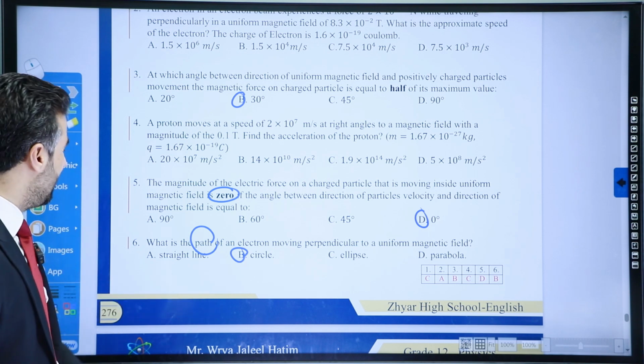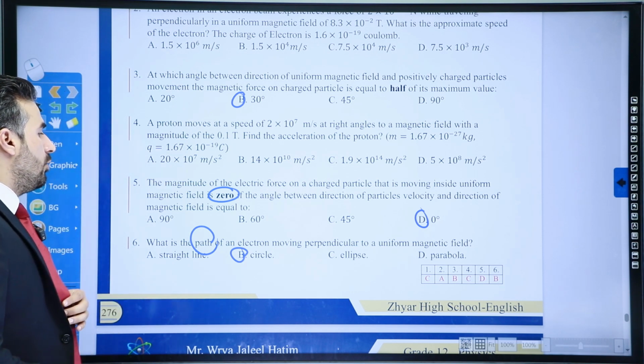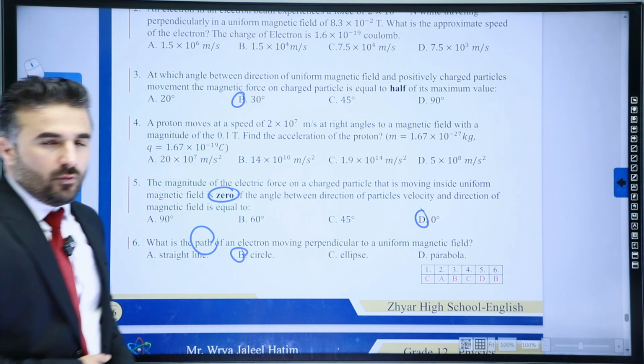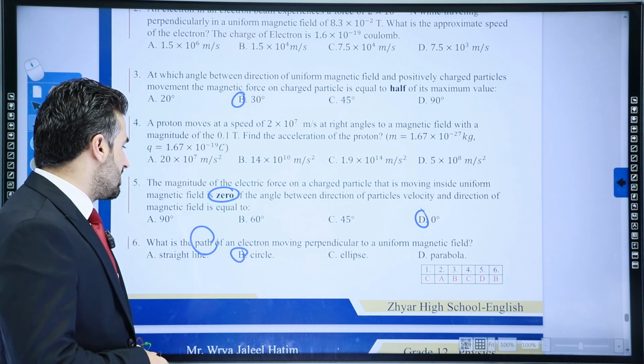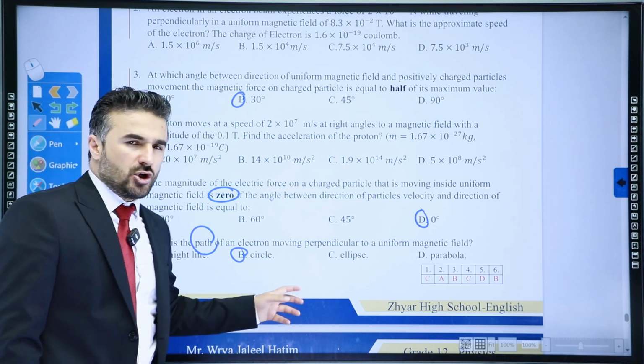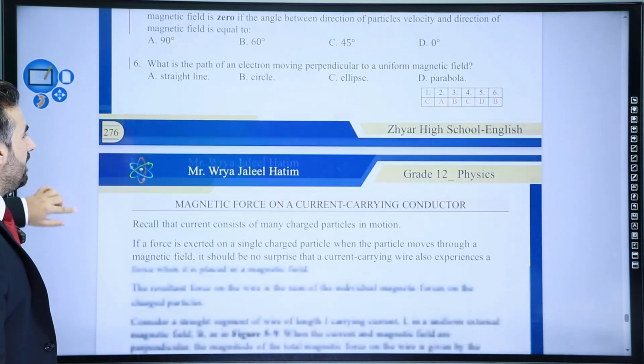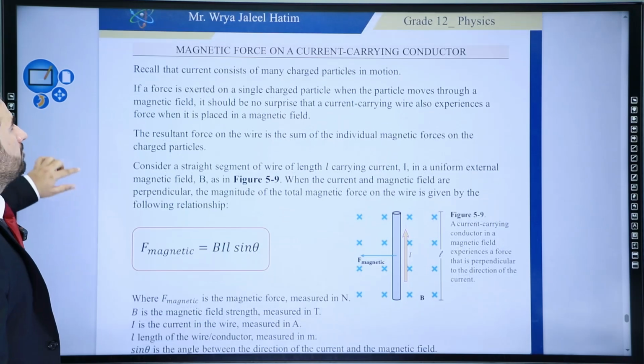Then of course it's going to be a helical path, yeah? How about when will it be horizontal? When will it be horizontal? Of course it's going to be horizontal if the charged particle is moving parallel to the magnetic field direction.